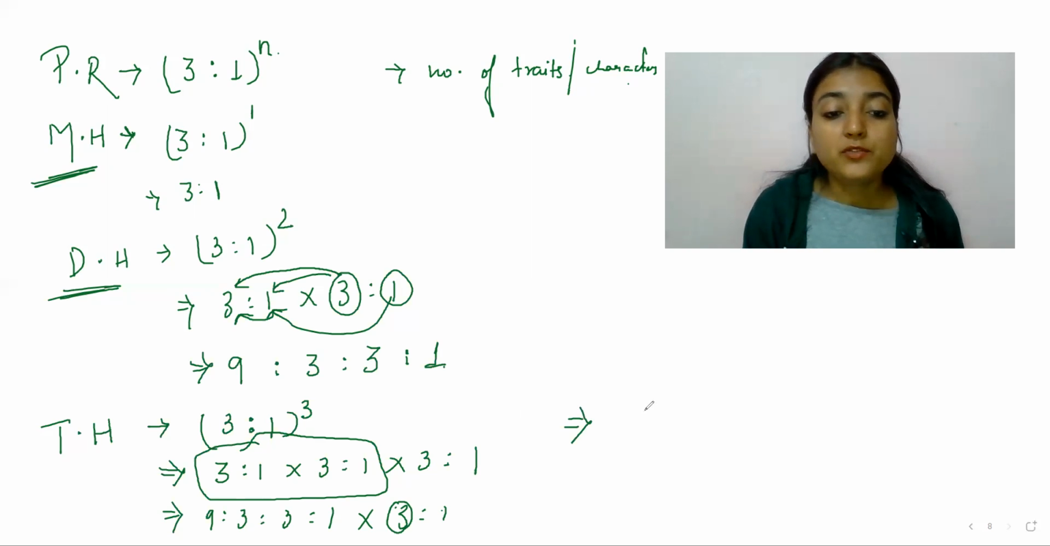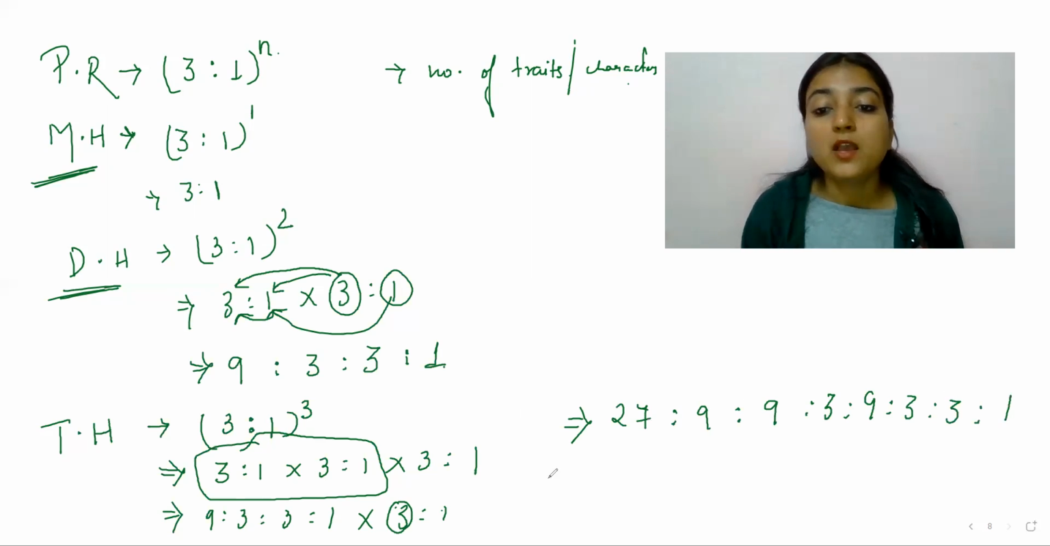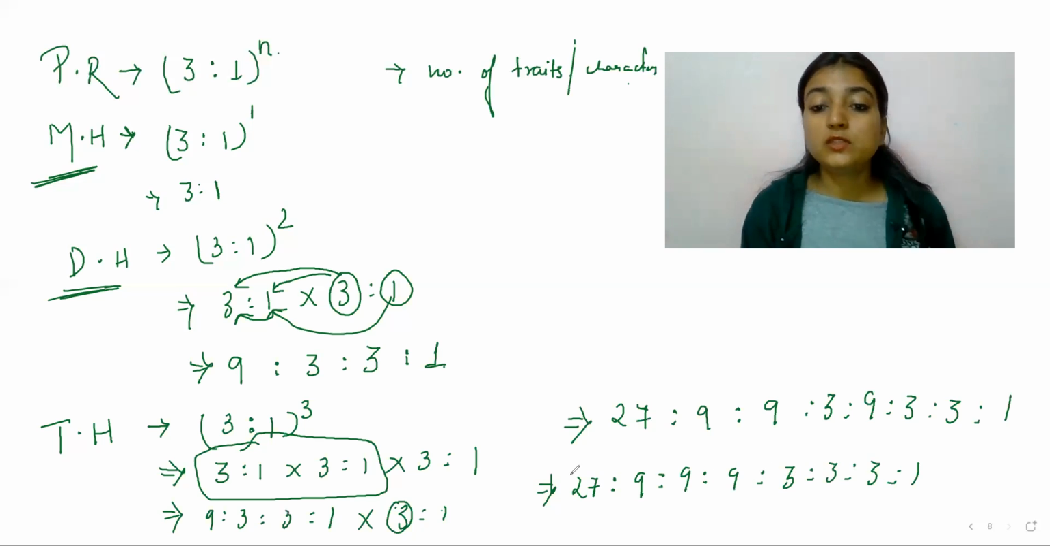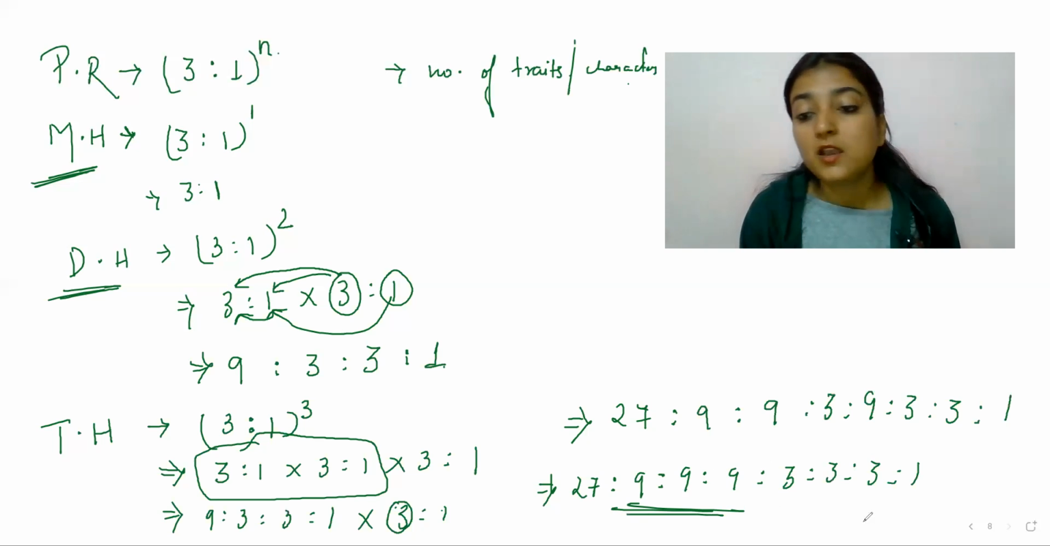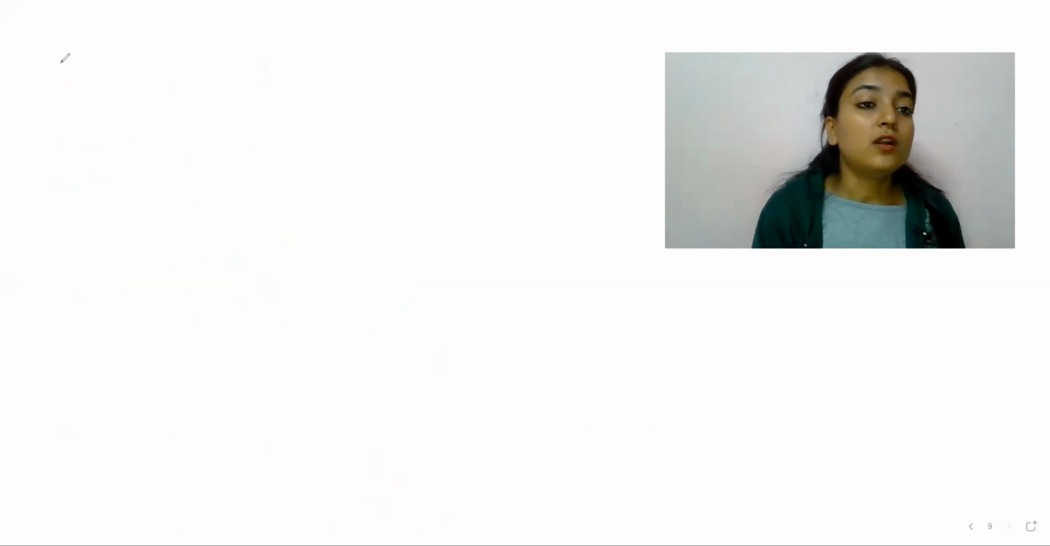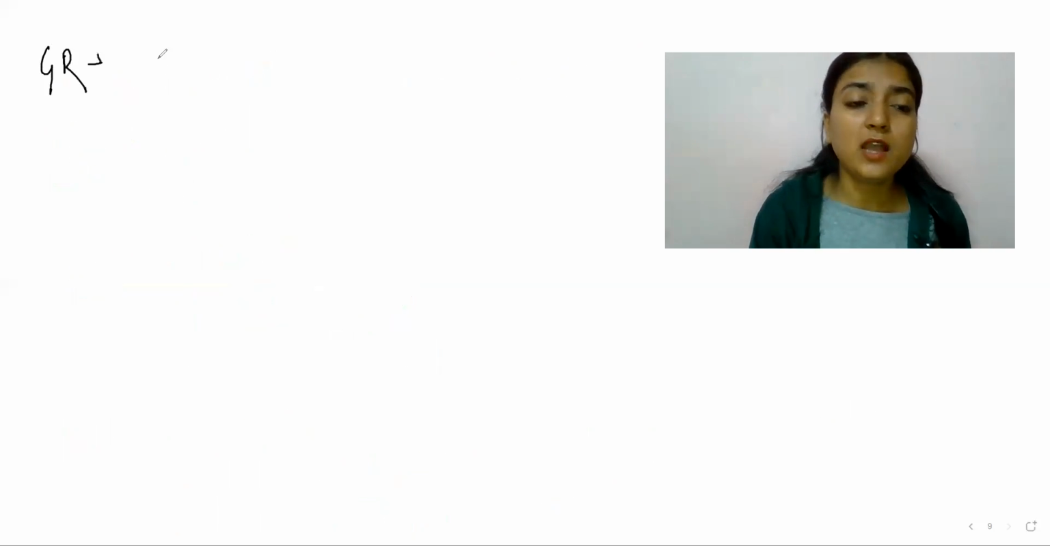So the answer will be 3 into 9, 27, 3 into 3, 9, 3 into 3 again 9, 3 into 1 will be 3. Now 1 into 9, 9, 1 into 3, 3, 1 into 3, 3, and 1 into 1, 1. Let us rearrange it. So 27, 3 times 9, 3 times 3, and then 1. So this is the phenotypic ratio in a trihybrid cross.